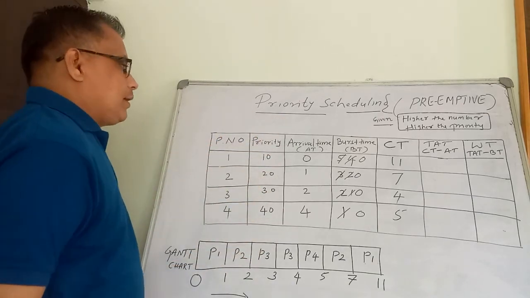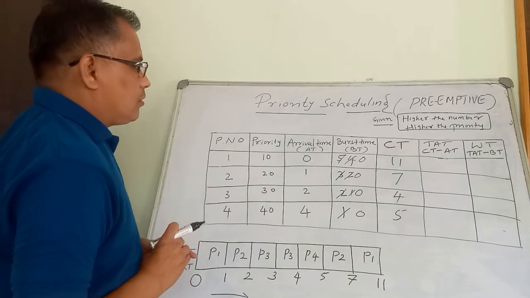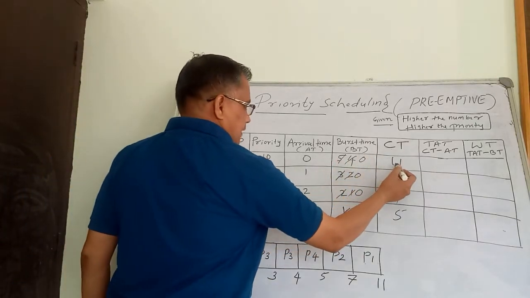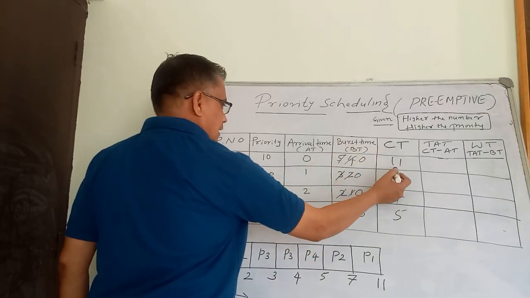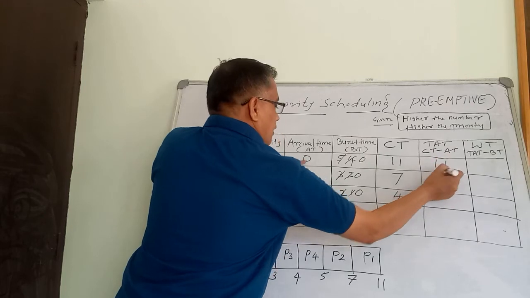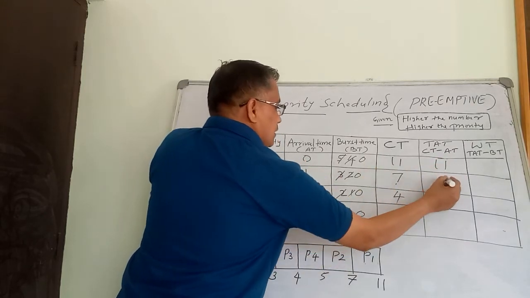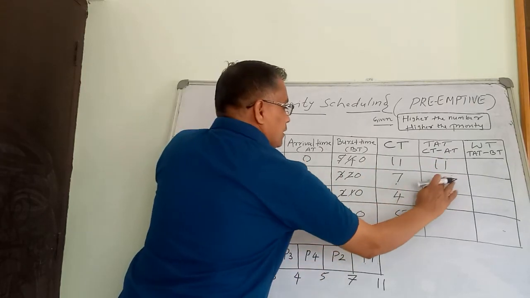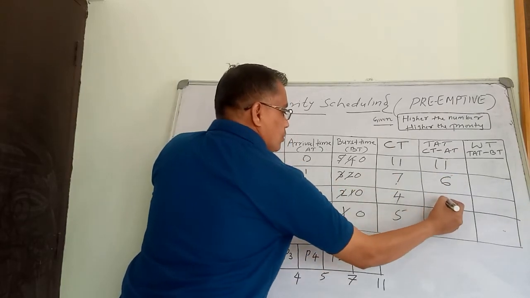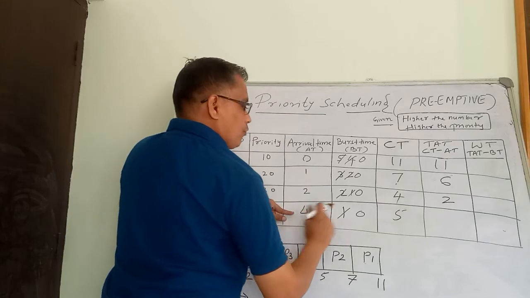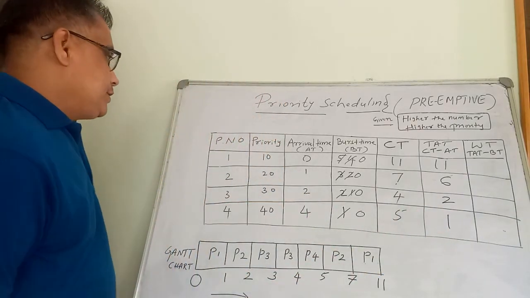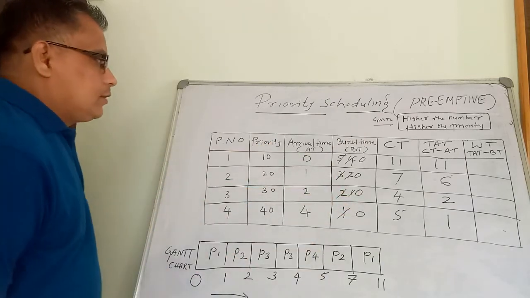Next one is turnaround time. Turnaround time can be found out by CT minus AT, that is completion time minus arrival time. 11 minus 0, 11. 7 minus 1, 6. 4 minus 2, 2. 5 minus 4, 1. In this way you have to find out the turnaround time.